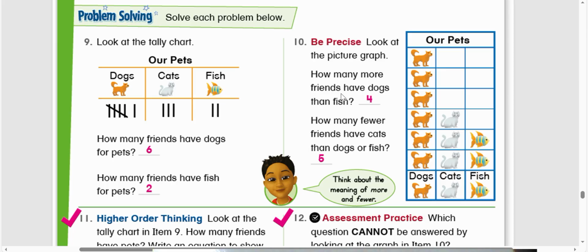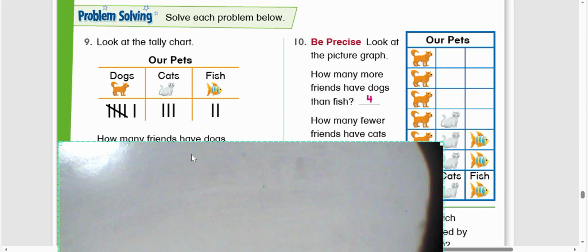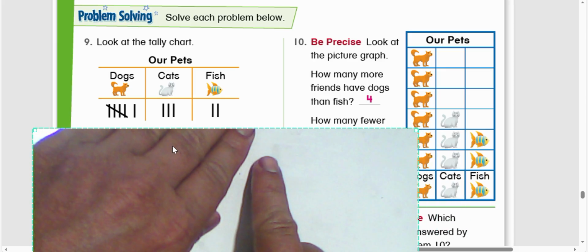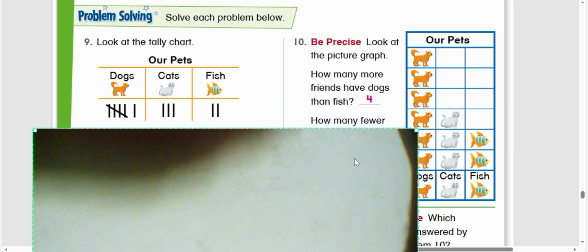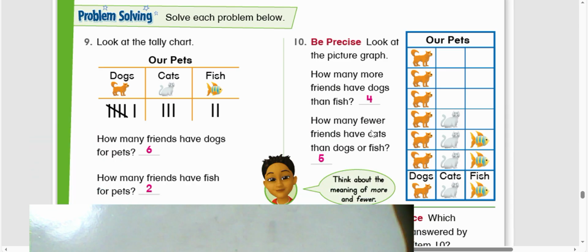How many more? It means the difference between the number of fish and dogs. How many more friends have dogs than fish? Dogs was 6. 6 subtract 2 equals 4. How many fewer friends have cats than dogs? Cats were 3 and dogs was 6.